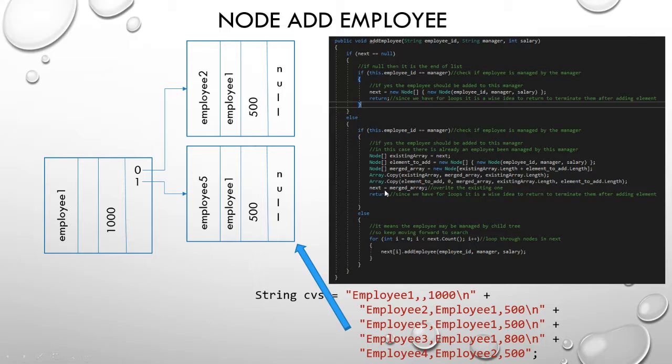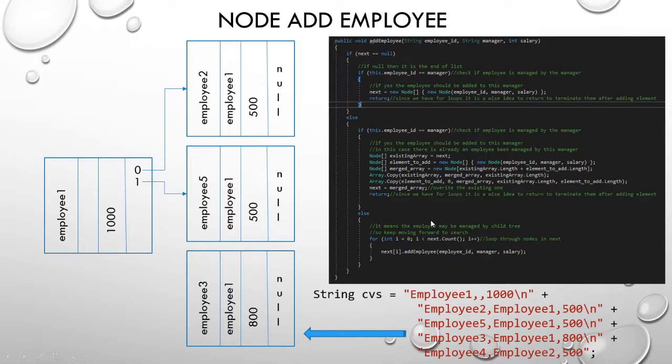Then we return. It means that employee 5 has been added successfully. We go next. Next is employee 3.